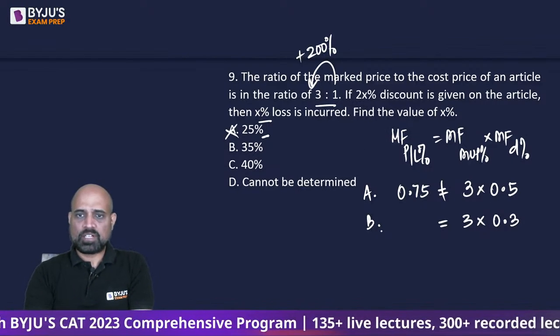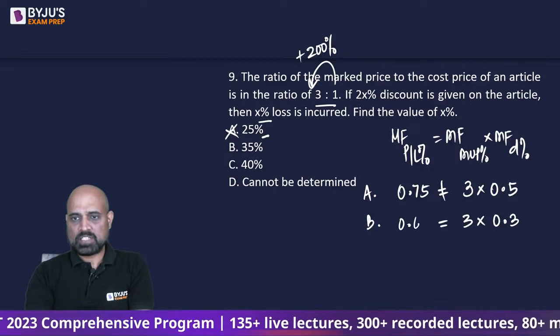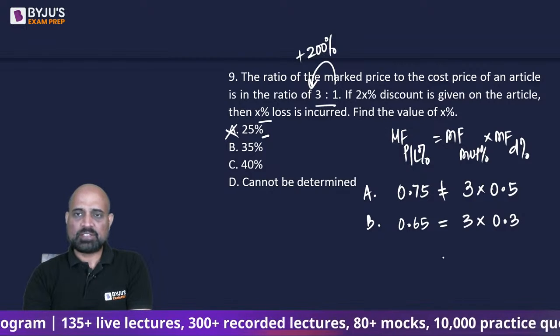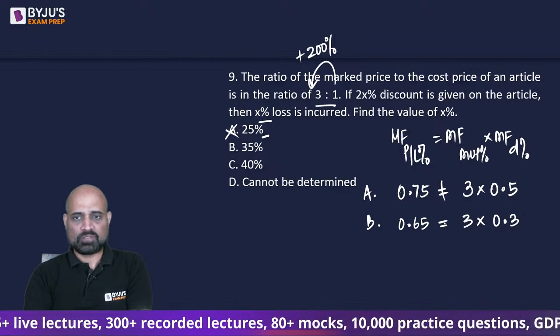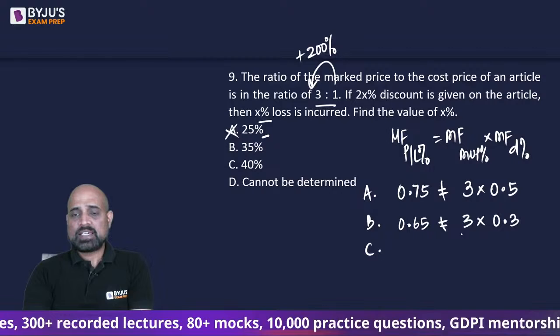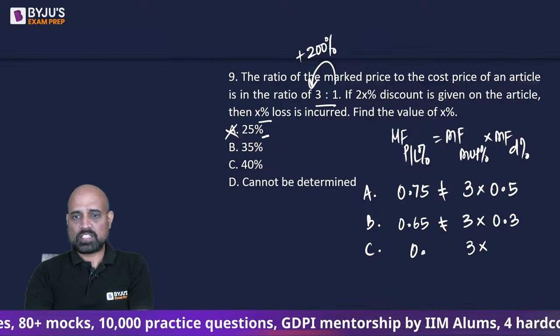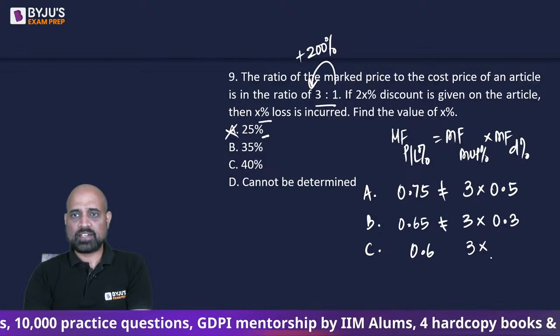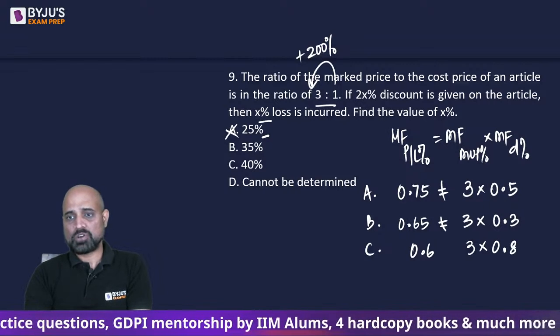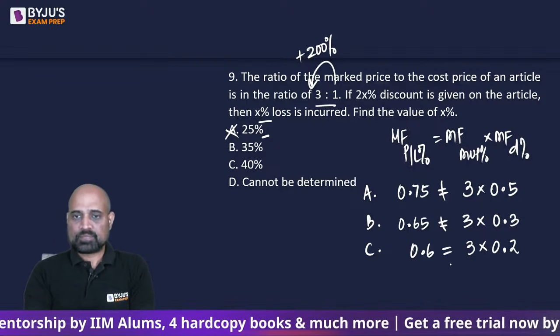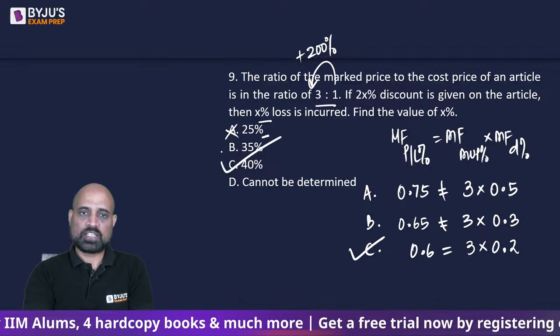Next, 35% loss is incurred, that means this is 0.65 and we are saying that 70% discount दिया है तो 0.3. No, this is still not true. C, 40% का लॉस हुआ है, this is 0.6 and 80% का डिस्काउंट दिया गया है, so this is 0.2. सॉरी, this is true, so C is the answer.